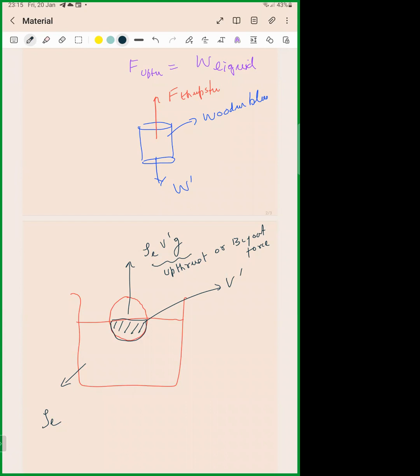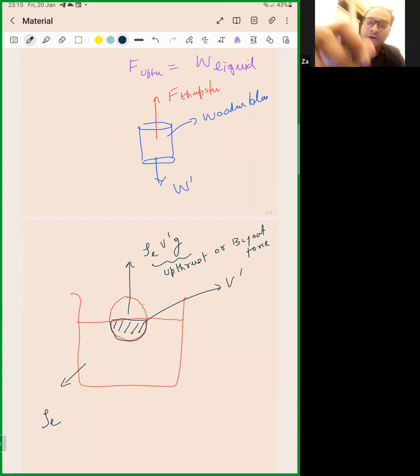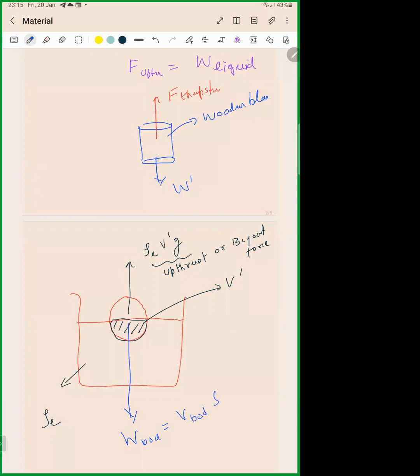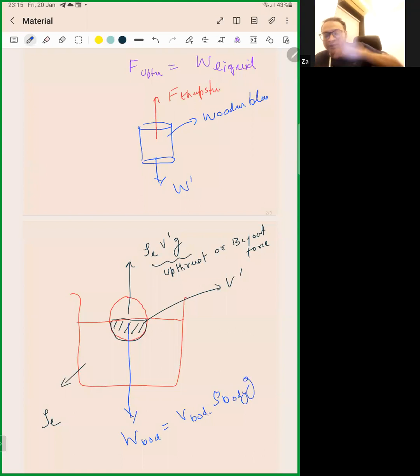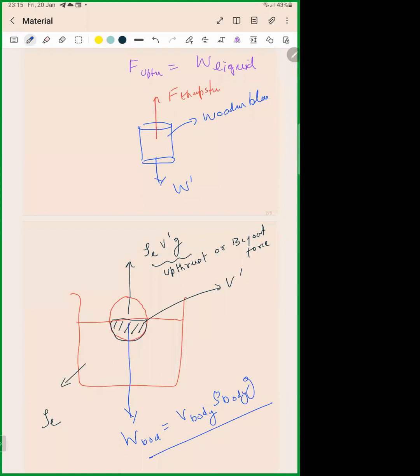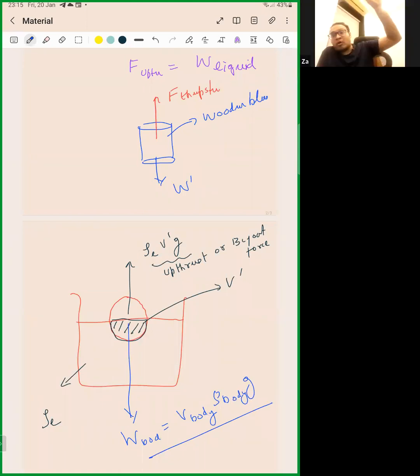And the weight of the body will be calculated based on the volume of the body and the density of the body. So the weight of the body will be volume of the body, density of the body into G. Now, if the upthrust is equivalent to this, then it will keep the body afloat there. If upthrust is more, then it will probably come a little outer. It won't sink to that extent.